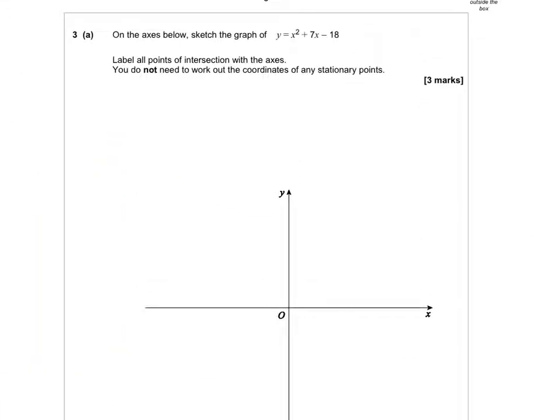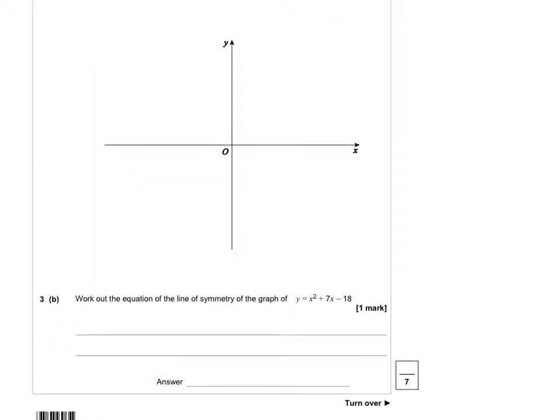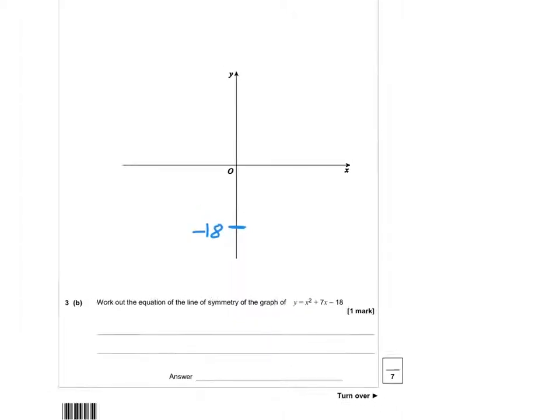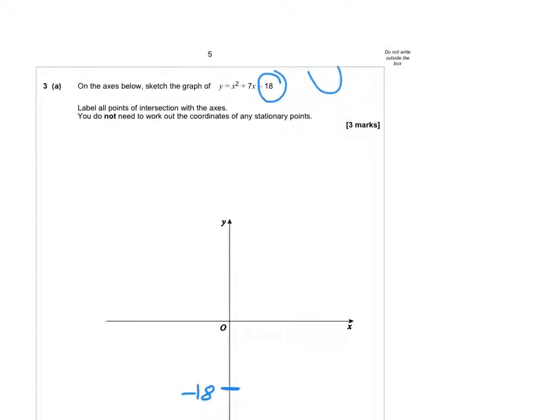Number 3, this is going to be a parabola. It's going to go through -18. And if that's all you did, just drawing a parabola through -18, you get one of the marks. But we also need to label all the points of intersection with the axes. So that means I need to look at where it goes through x.